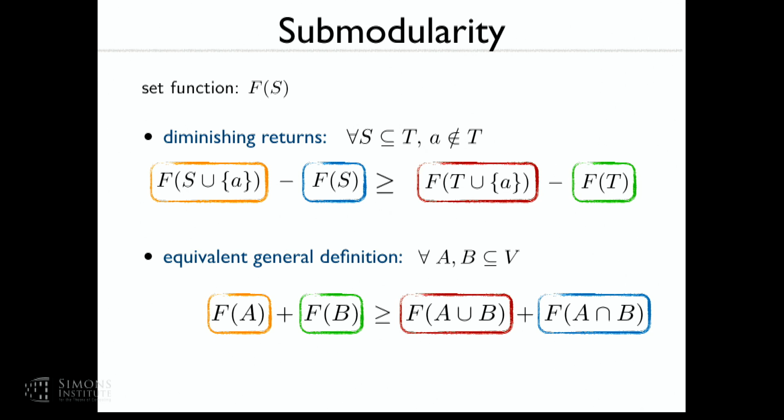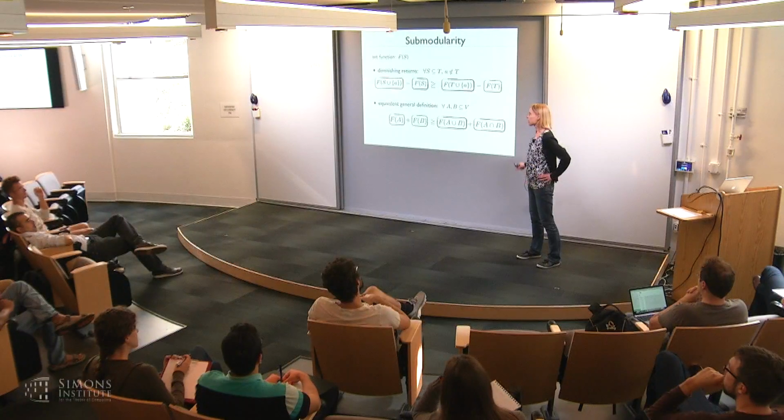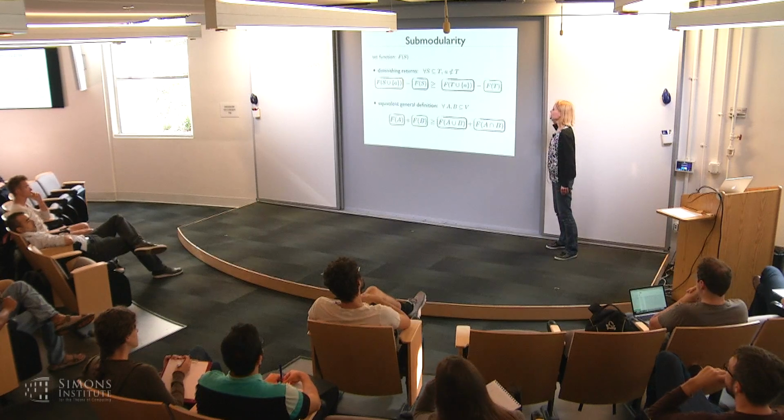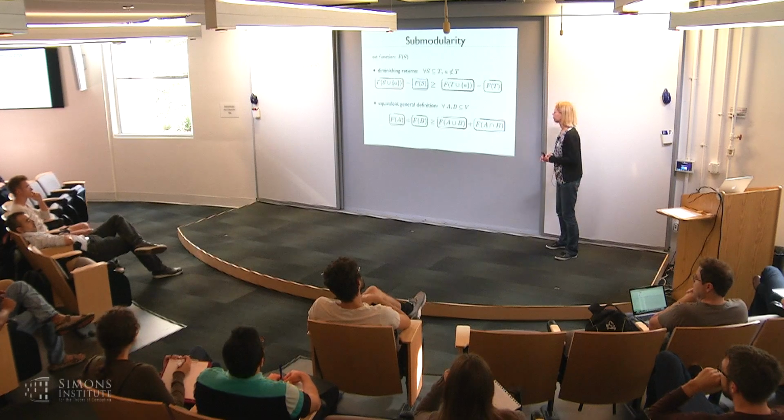Yes? Are these the only restrictions on F, or do we require non-negativity or something? Right now, we don't need non-negativity. And they actually can be positive and negative. We may need it later on when we talk about maximization. Right now, this works for anything, essentially.